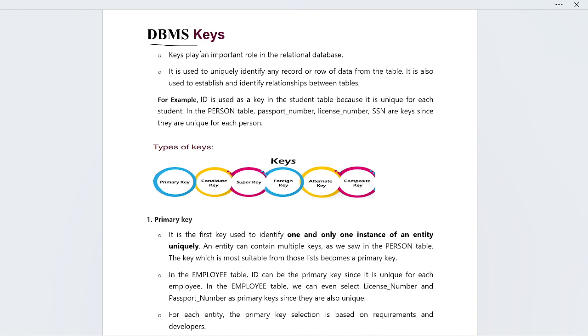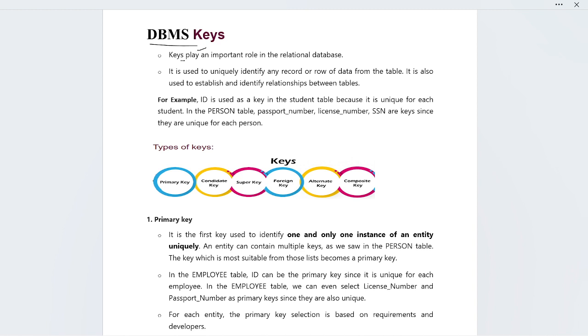I'll explain in today's topic the keys which are there in a database management system, for any database like SQL and any other database like Snowflake and Oracle. For all databases, this keys concept is the same. So today I am going to explain what the DBMS keys are.